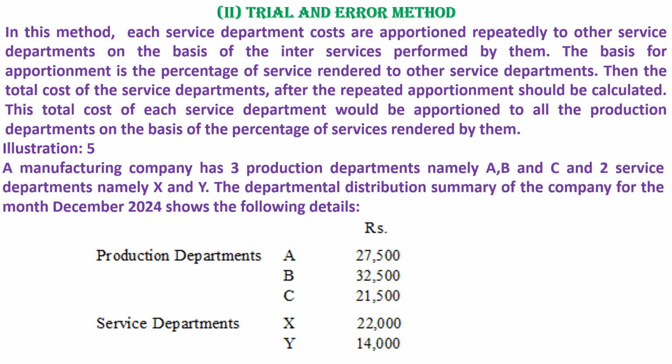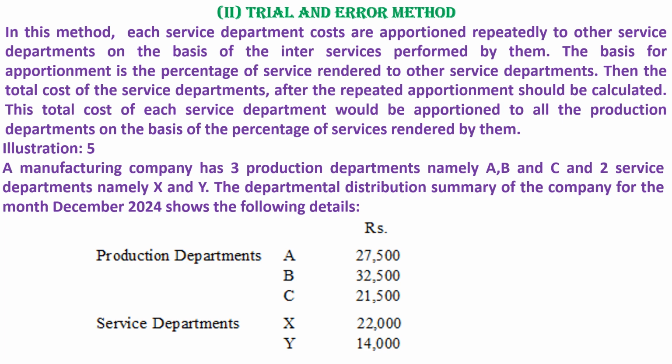2. Trial and error method. In this method, each service department's costs are apportioned repeatedly to other service departments on the basis of the inter-services performed by them. The basis for apportionment is the percentage of service rendered to other service departments. Then the total cost of the service departments, after the repeated apportionment, should be calculated. This total cost of each service department would be apportioned to all the production departments on the basis of the percentage of services rendered by them.